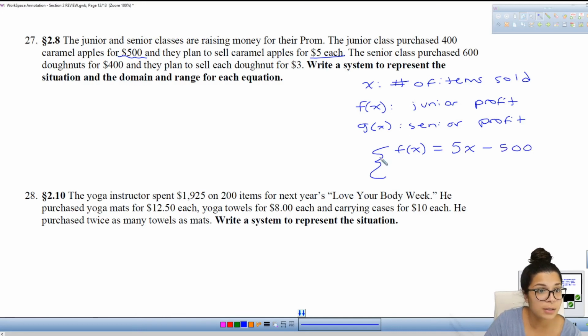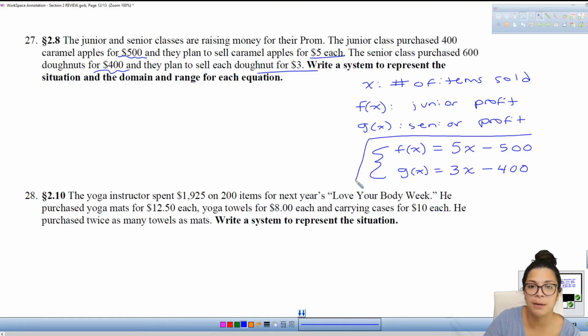Now for the seniors, this is a little bit different, but kind of the same idea. So for the seniors, they're selling their donuts for $3 each. So the amount of money that they make from selling donuts is 3 times however many they sell. And then they purchase their items for $400. So their profit needs to be subtracted by 400. Okay, so that is the system right there. So that's a part of the answer.